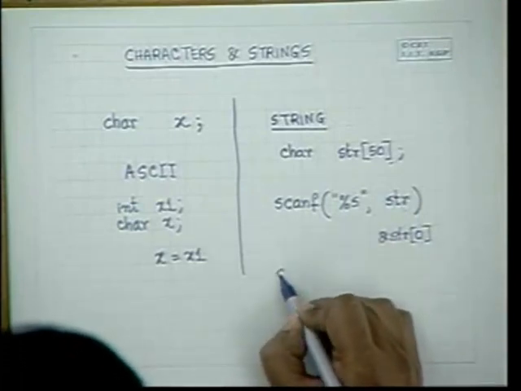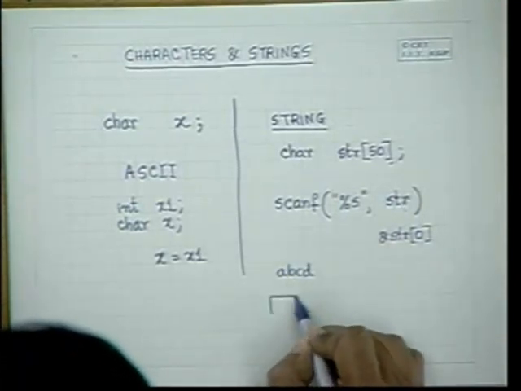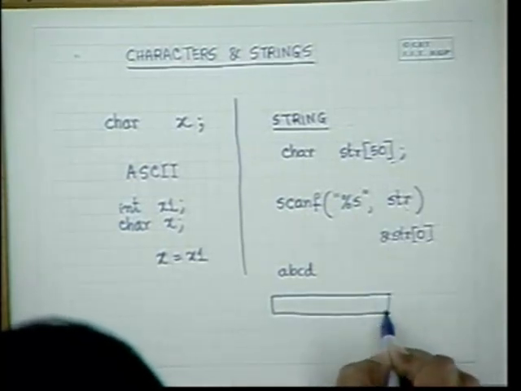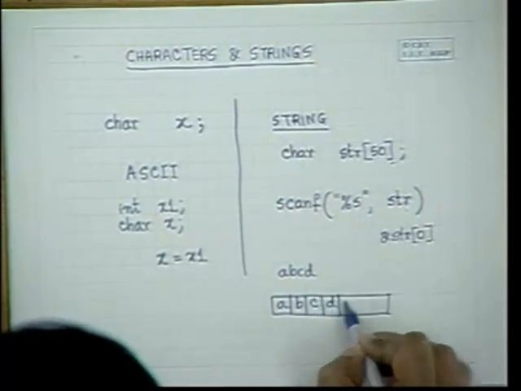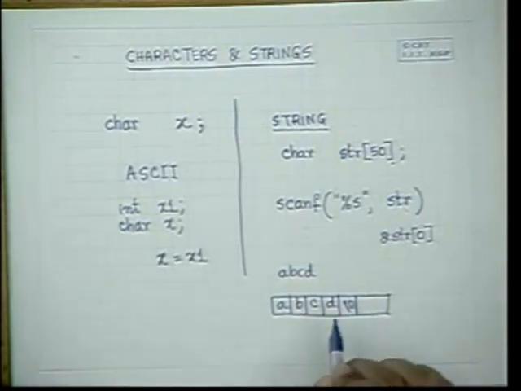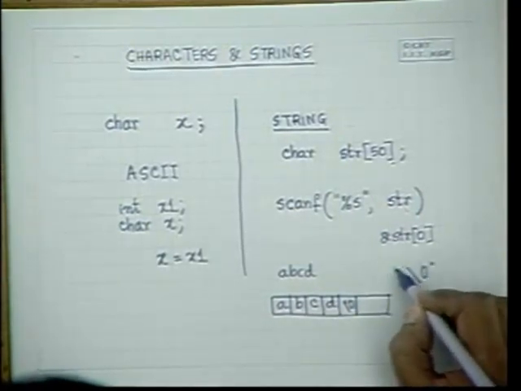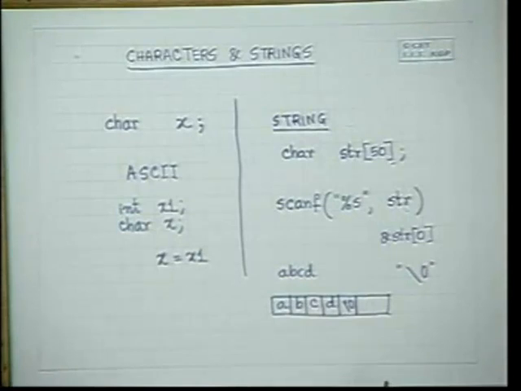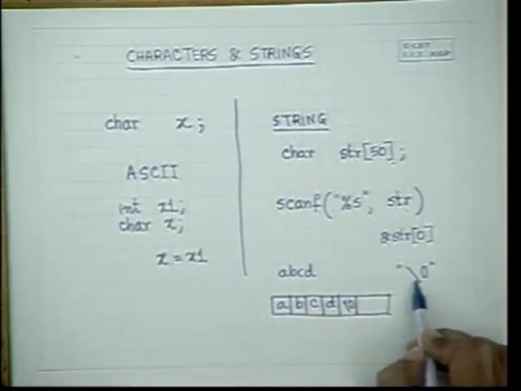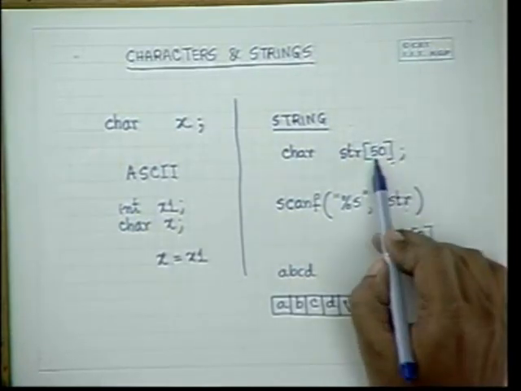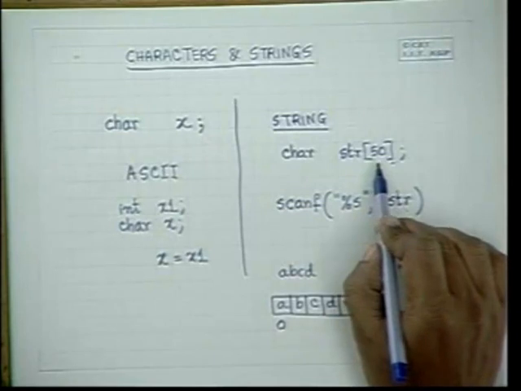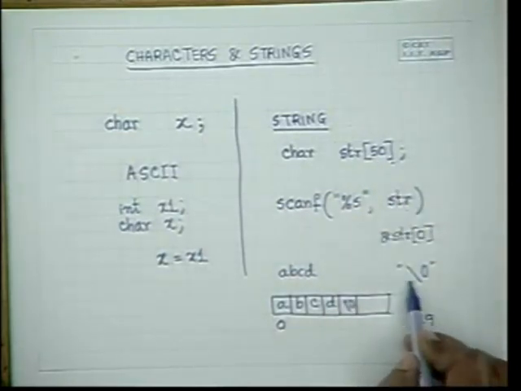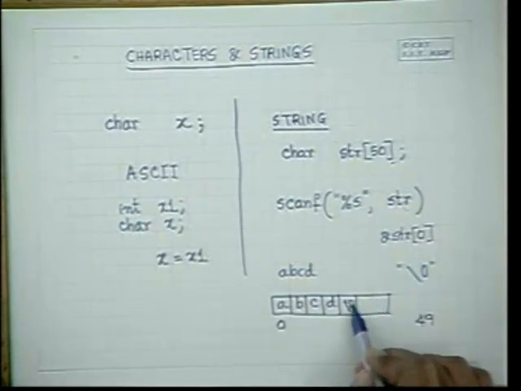If you write A, B, C, D, then it will store it in the array like this: A, B, C, D, and it will end it with a special symbol called \0. All strings are ended with an end marker like this. So if you declare a string of size 50, which means an array from 0 to 49, make sure that your string does not exceed the size, so that the \0 can fit in. The \0 must be put into the string.